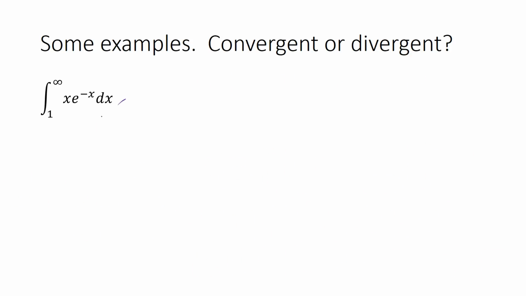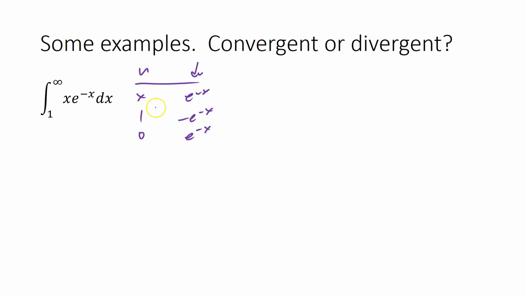All right, let's try this one. Looks like an integration by parts situation because we have an x times an e to the negative x. Let's make a table real quick. U, dv: x, 1 and 0; e to the negative x, negative e to the negative x, and then positive e to the negative x.